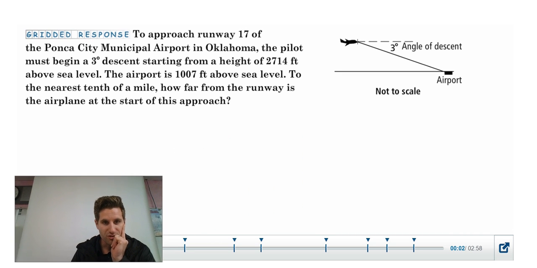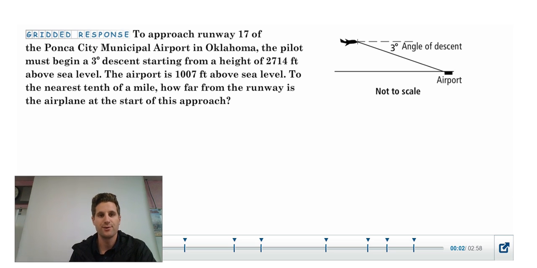All right. So to approach runway 17 of the, I have no idea, Pontiac City Municipal Airport in Oklahoma, I've never been there. The pilot begins at a 3-degree descent, starting from the height of 2,714 feet above sea level. The airport is 1,000 feet above sea level. To the nearest tenth of a mile, how far from the runway is the plane?